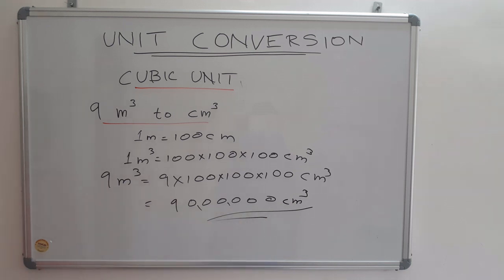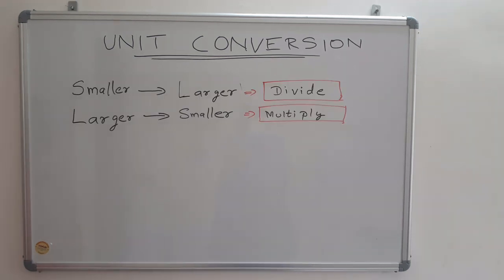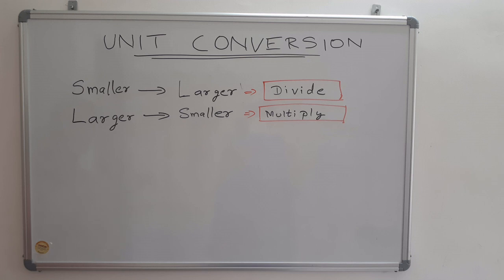This is the conventional method. Now we will discuss about the easy method of unit conversion. You just need to keep in mind these two important facts. If you are converting from a smaller unit to a larger unit, just divide by the conversion factor. And if you are converting from a larger unit to a smaller unit, just multiply by that factor. We will discuss with the help of the same examples.